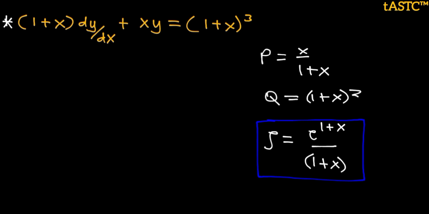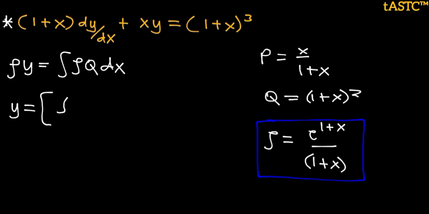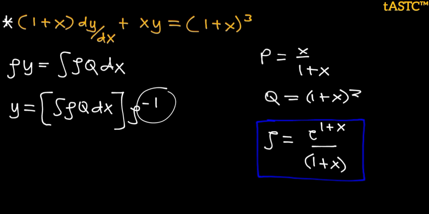And the last step is to find out what y is. Now we know that rho multiplied by y is equal to the integral of rho q dx, right? So y should be equal to the integral of rho q dx. Well, I'm just going to leave it because obviously we should form a constant, and that will clearly come out as we integrate it. So this is multiplied by rho to the negative 1. As we take rho to the other side, that should become a negative 1.